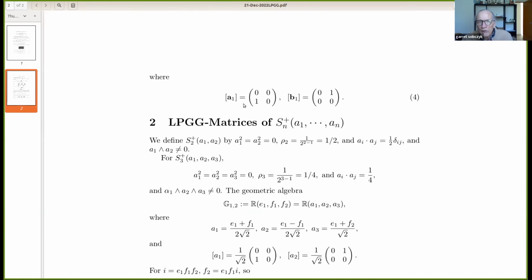So again, the nilpotents A1 and B1 are just A1 is equal to 1, 0, 0, 0, and B1 is equal to 0, 0, 0, 1. Of course, you can see that those matrices have square zero. So that's a matrix representation of the geometric algebra G11.